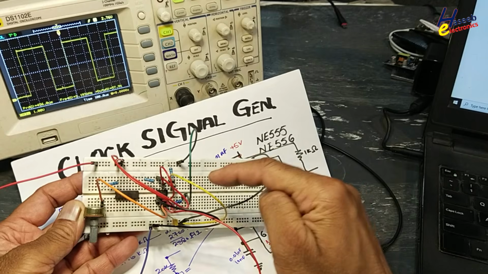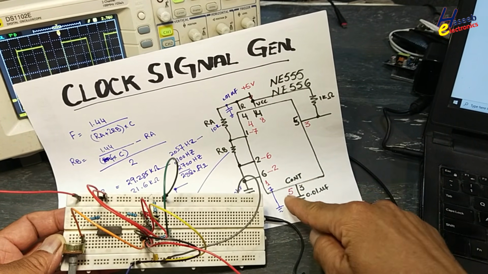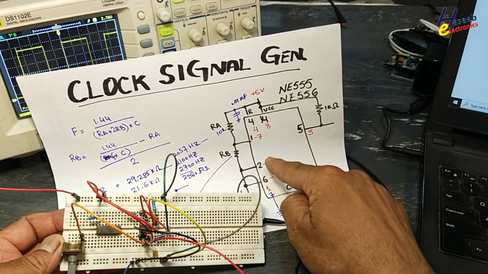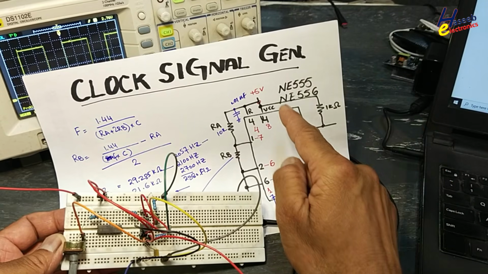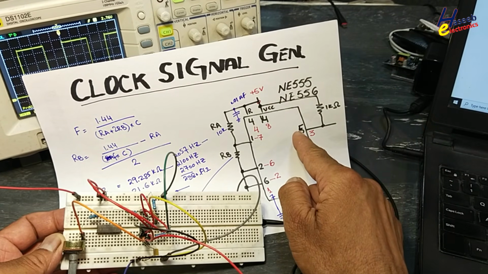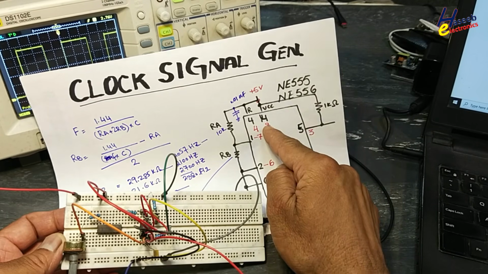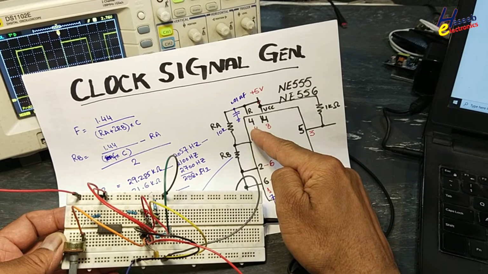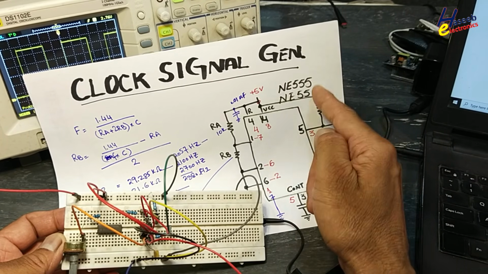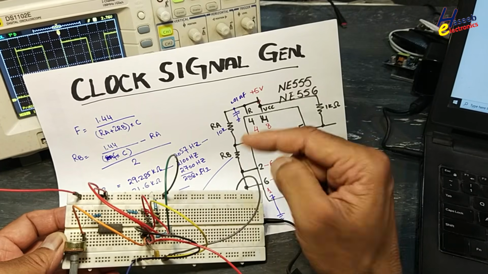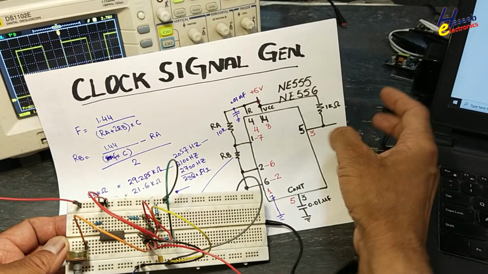Here I used NE555 and I used these red numbers. Pin number 5, 1, 2, 6, 7, 4, 8 and 3. When I was using NE556, pin 5 was output, now pin 3 is output. 14 was VCC, now pin 8 is VCC. Pin 4 reset is the same. Discharge pin in 556 was pin number 1, but now it is pin number 7. We connected the resistor between these.